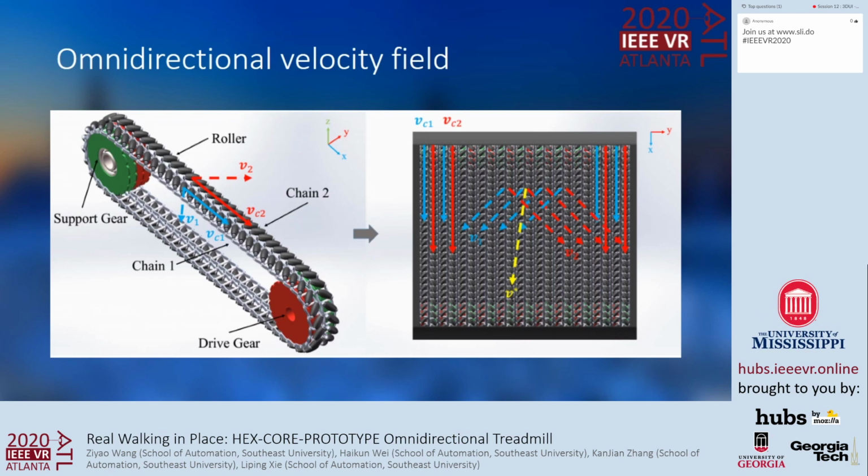After arranging the two kinds of chains alternately, V1 and V2 are alternately distributed on the surface. Then we could get the synthesized velocity V star.